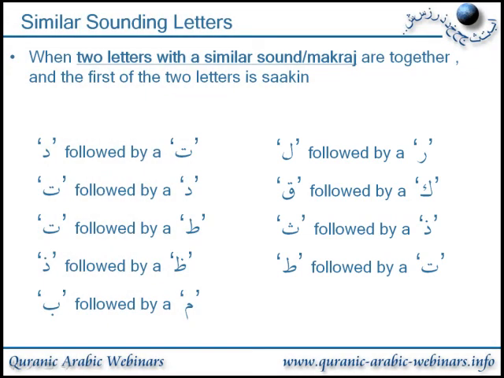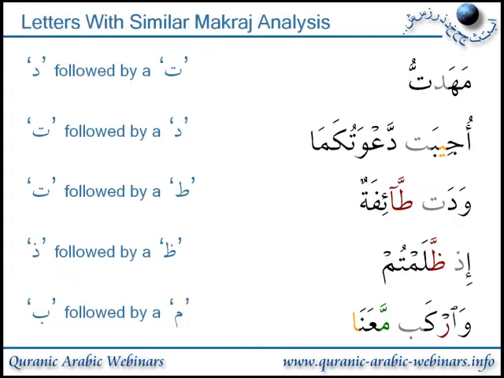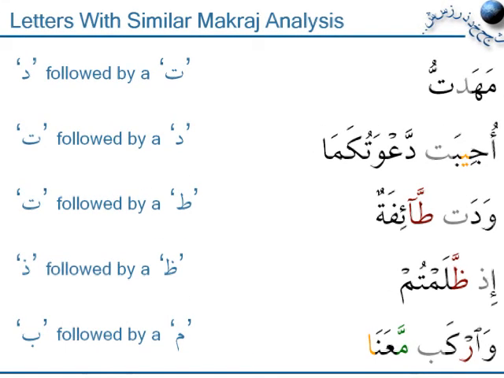So you can see with this, effectively each pair share the same very close point of articulation, i.e. their makhraj, and in a lot of cases they have the same sort of sound. But you'll notice with the ba and the mim, they don't obviously have the same sound, but they're both made from the lips. So we'll look at some examples of this. So we've got two slides. This is the first one.